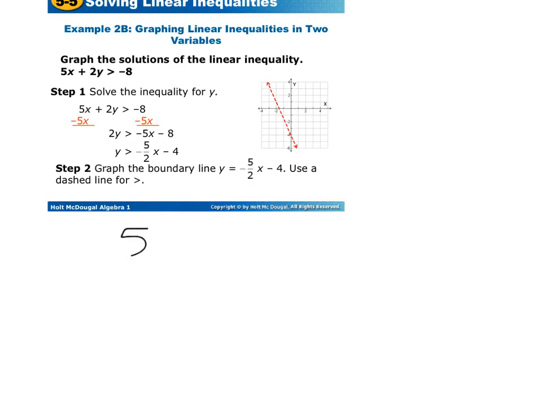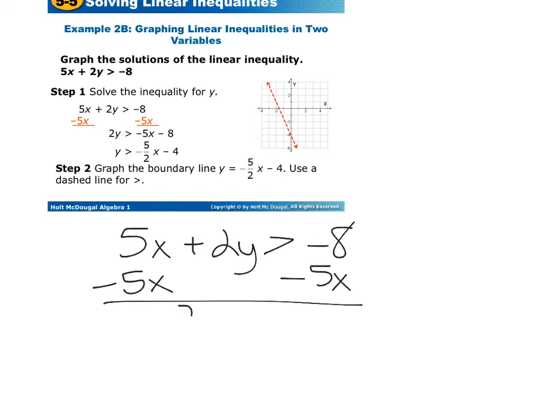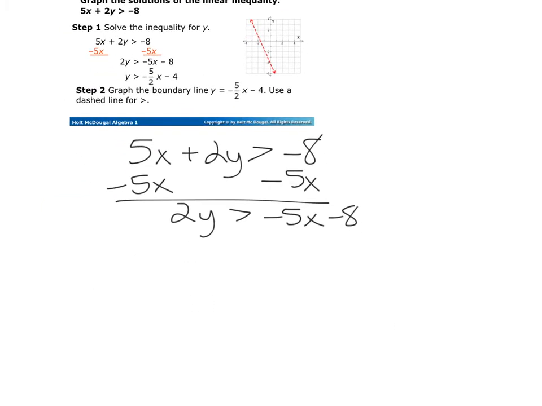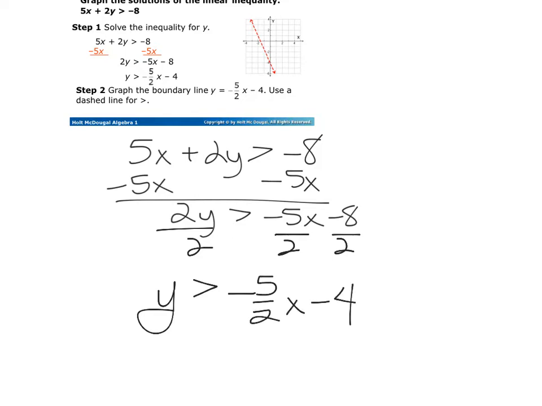All right, let's try this one. What's step number 1? Good. Solve the inequality for y. So I need to move the 5x. 2y greater than negative 5x minus 8. Now what? Still need y by itself. Divide by 2. Good. And I'm going to divide all 3. So this becomes y is greater than negative 5 over 2x minus 8. Now, because I'm graphing this, I'm not going to make that 5 over 2 a decimal. That negative 5 over 2 is now my rise and run. Everybody with me on that?